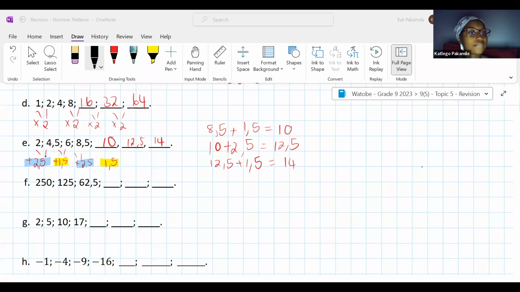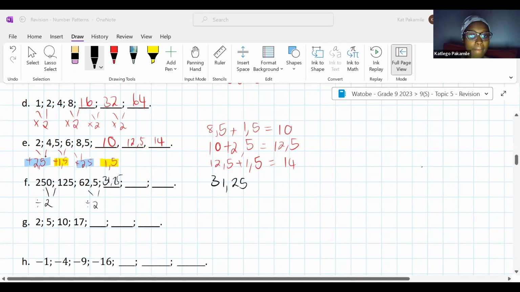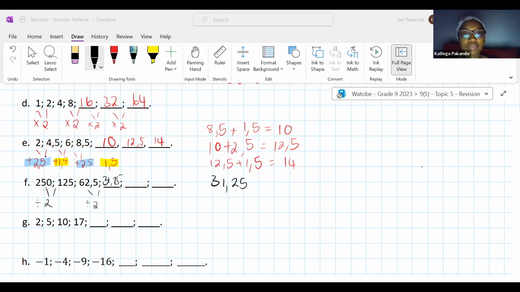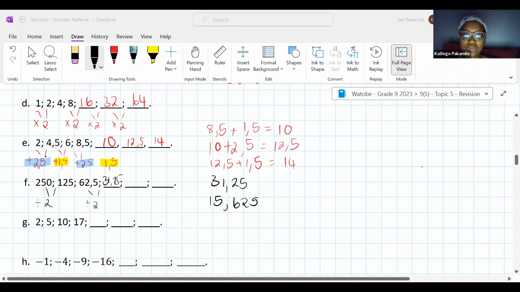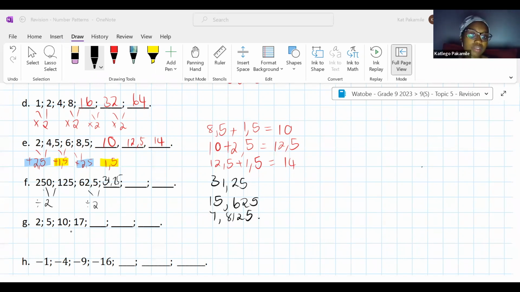31,25. This is too small for me to write. Ma'am, for the next one, can I round off the number or should I give it as is? No rounding off. Okay, ma'am, it's 15,625. Thank you. 15,625. And the last one? 7,8125. Thank you very much, Tammy. So this one we are dividing by 2. I should have left myself enough space.